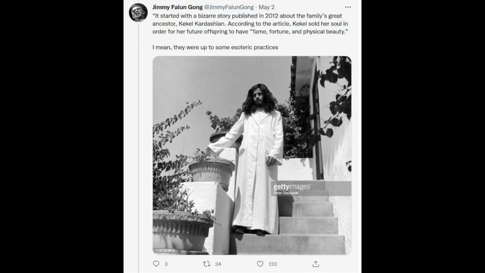According to the article, Kekel sold her soul in order for her future offspring to have fame, fortune, and physical beauty. I mean, they were up to some esoteric practices. That's what we're here talking about.